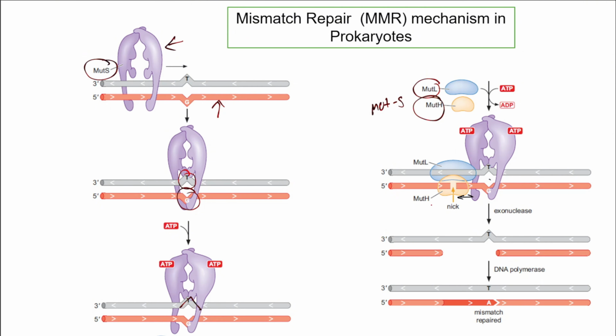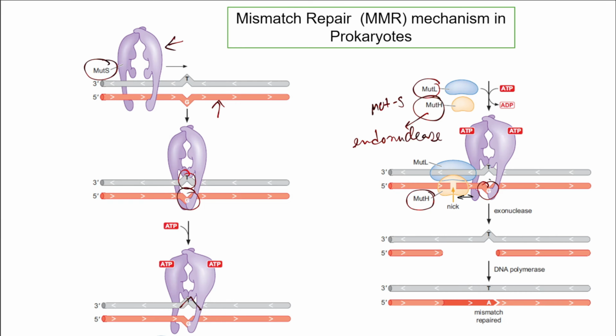Next, MutH has endonuclease activity that causes an incision or nick on one strand near the site of the mismatch. This is the mismatch, and MutH nicks at the site near the mismatch, but the nick is introduced in the unmethylated daughter strand.